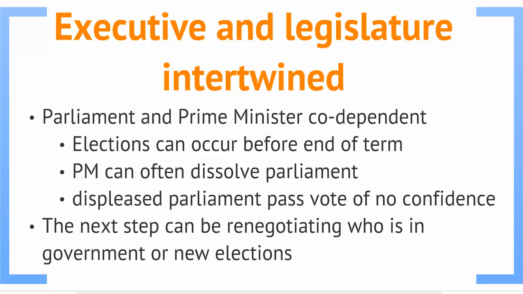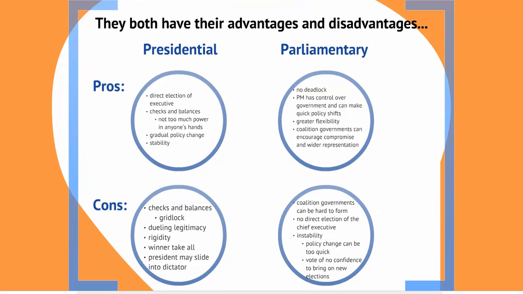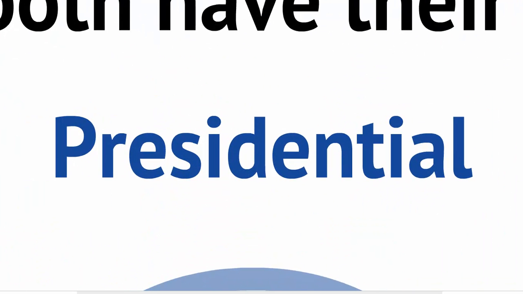So, now we have a grasp of the basic contours of these two systems, so the question becomes, which is better? Which of these two systems is more democratic? Well, naturally, there is no direct answer to that question. These two basic forms of democracy each have their own advantages as well as disadvantages. So let's take them in turn, starting with the presidential system's advantages.